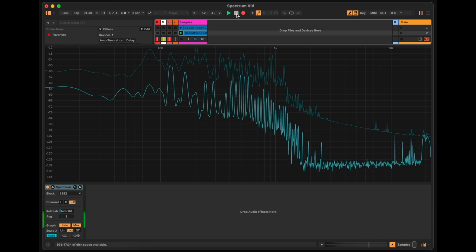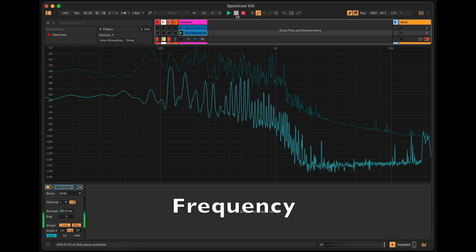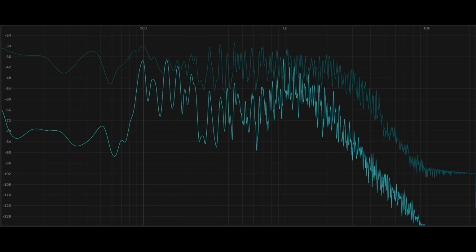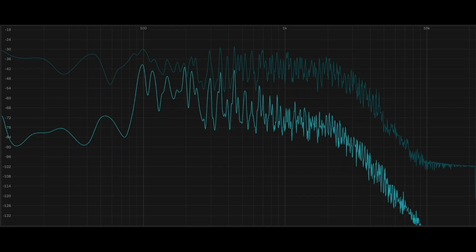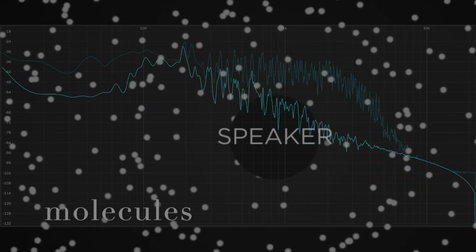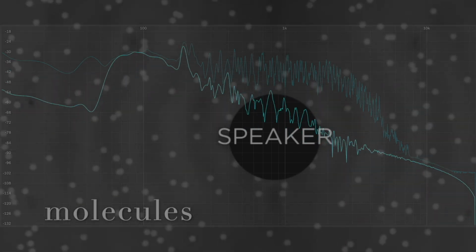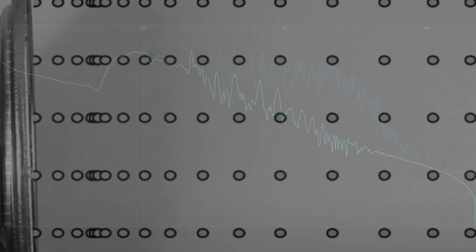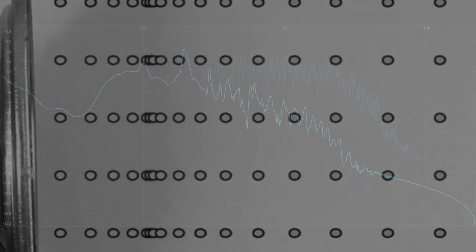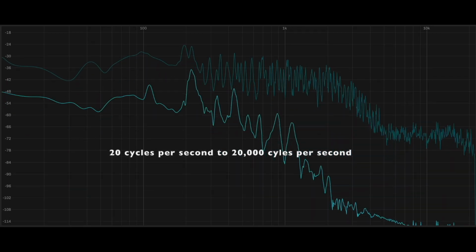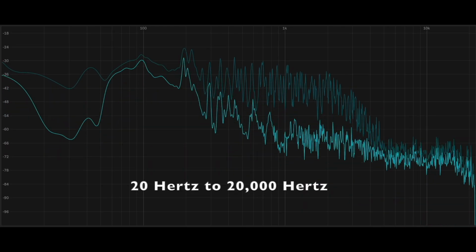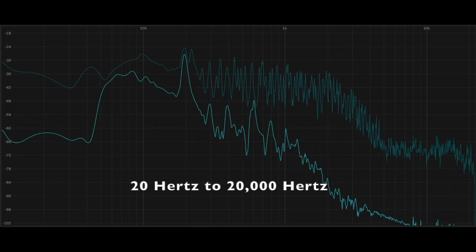To understand Spectrum, one needs to understand frequency. Frequency is what sound is made of. Sound is vibrations that move through the air. If a force, say a speaker, vibrates the air molecules at a certain rate, our ears can interpret those vibrations as sound. For those vibrations, or we could say oscillations, to be called sound, they must be oscillating at a rate of 20 cycles per second to 20,000 cycles per second, or we say 20 hertz to 20,000 hertz.